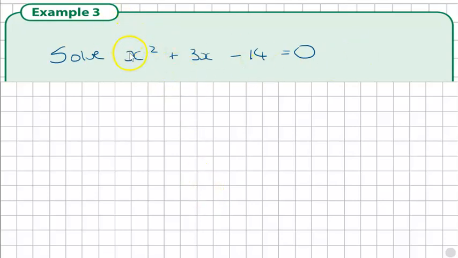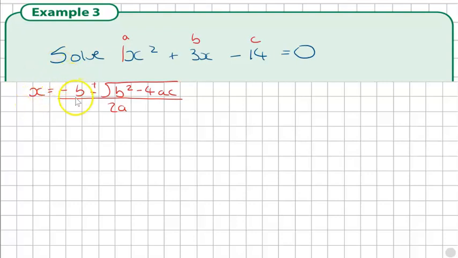So we're going to fill in an invisible 1. And then label a, b, and c. We're going to write out our formula. x is equal to minus b plus minus the square root of b squared minus 4ac all over 2a. We replace all of the letters with empty brackets, and then we start subbing into the brackets.